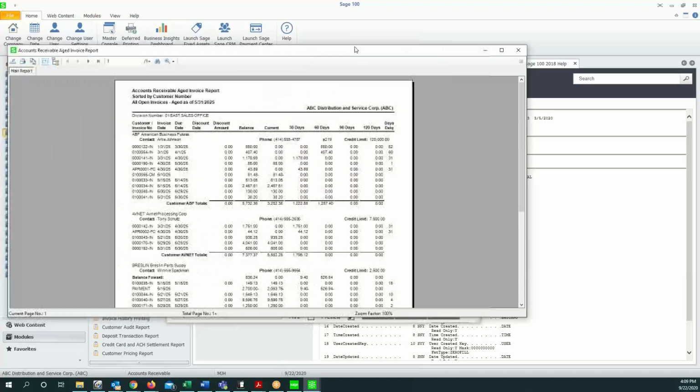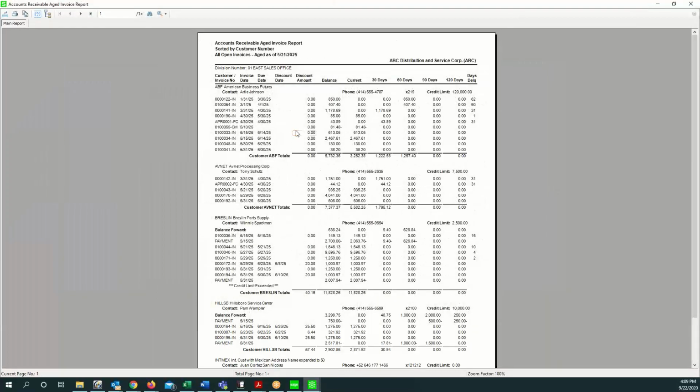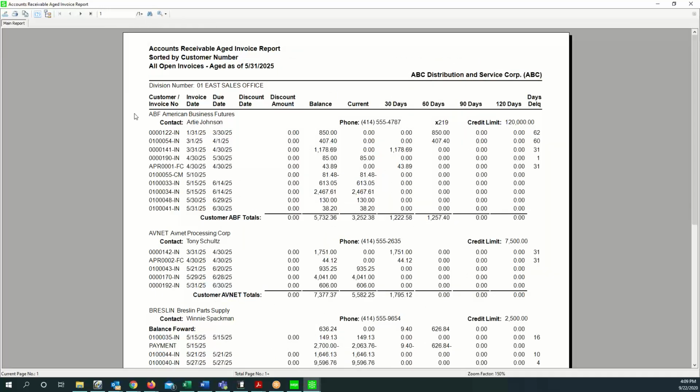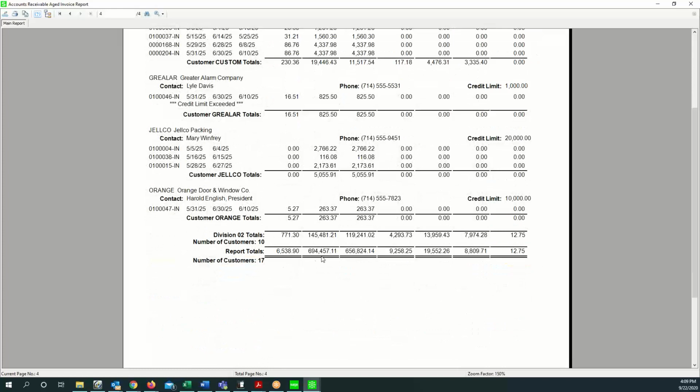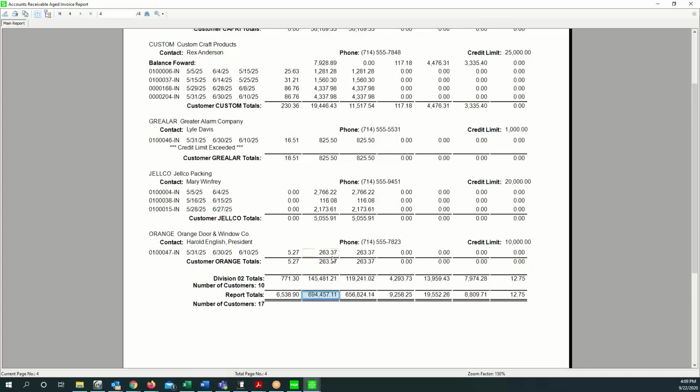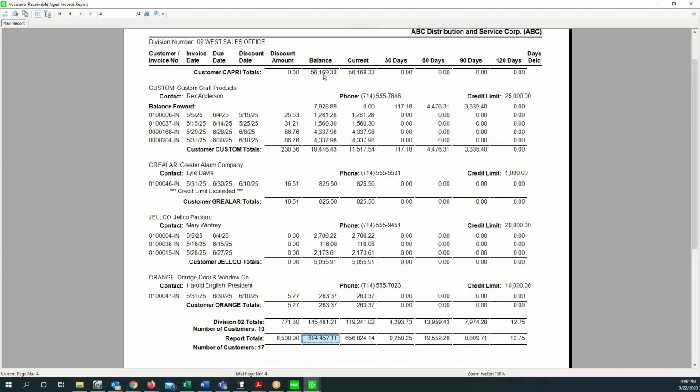And we're going to see that we have information here. I'm going to zoom that a little bit for us. We've got our information on our invoices and finance charges and credit memos and the like. And when we look at the grand total of our invoices here, in this balance column, we see that we would expect a general ledger balance of $694,000 plus dollars.